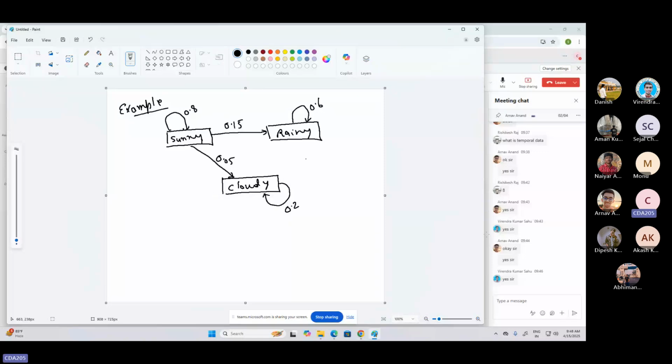Now same with the rainy. Rainy to cloudy, it is 0.02. Can anyone tell me what is the probability from rainy to sunny? Anyone? Anyone who can answer it? Yeah, it is 0.038.